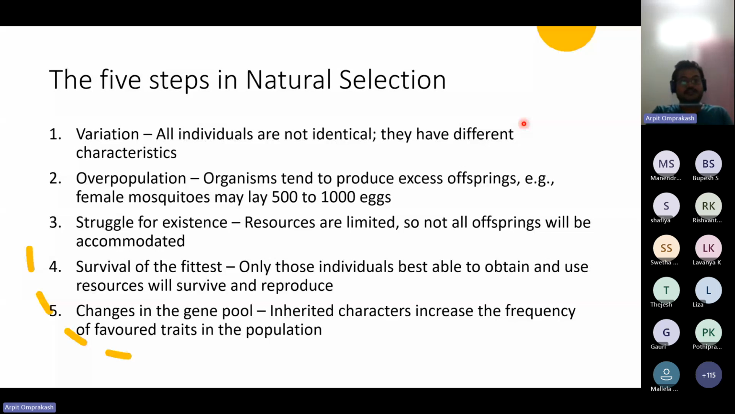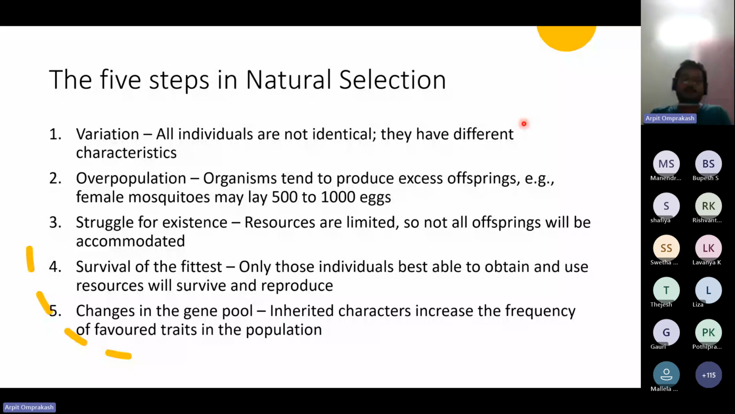The third thing is struggle for existence. Since there is variation, since there is overpopulation, variation as in some individuals are better at gathering resources, and overpopulation as in there is a lot of growth in the population, and the fact that resources are limited. So not all of the offspring present in a given population can get enough resources to survive to the next generation. So there's a struggle for existence.